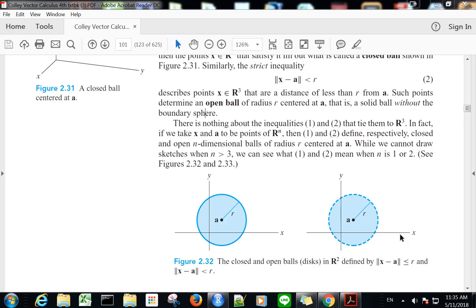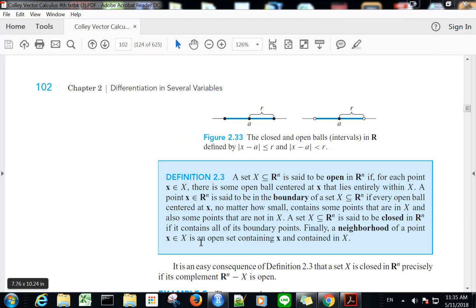So you have two variables, x and y. So we're talking about 2 dimensions. And this is the closed ball, and this is the open ball. And sometimes they're called disks, especially if you're just talking about 2 dimensions. Okay, next we want to talk about what we mean by the boundary of a set in Rn. So you take a set of points in Rn, what do we mean by the boundary of that set? Oh, here are the intervals.